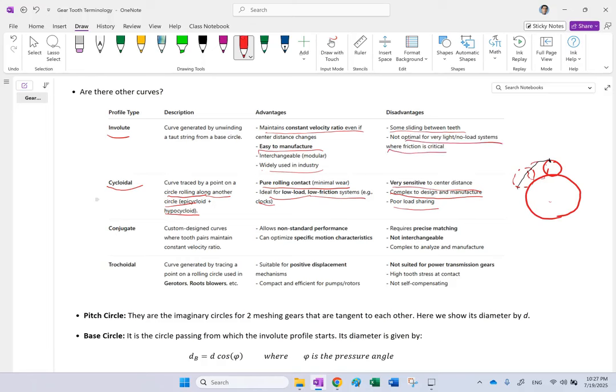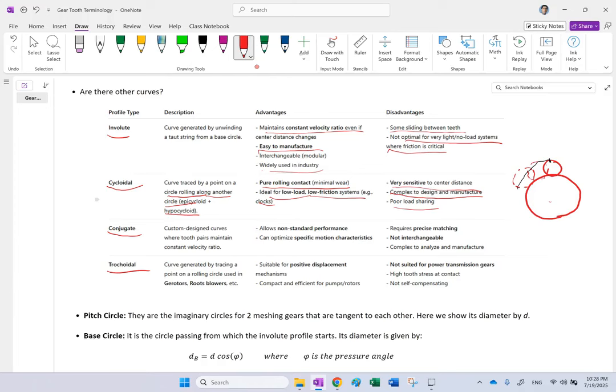In industrial applications, when the center to center distance can change, and you have big motors to run the shafts with these gears on them, where a little bit of friction is fine, and you expect kind of wear and tear, you might use them, although you always lubricate them, so you minimize the wear and tear on the teeth. There are two other ones that are also common, but not as common as the first two. One of them is called conjugate. The other one is called the trochoidal.